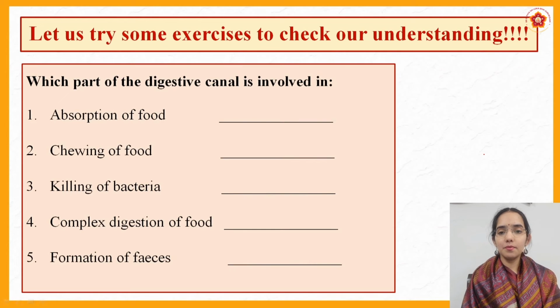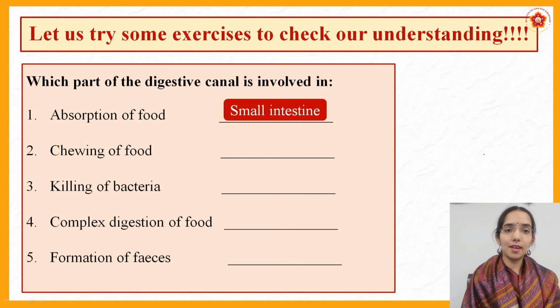Another exercise. Which part of the digestive canal is involved in the following? So absorption of food. Where does absorption of food take place? I'm sure you know it. It's the small intestine. Now, in which part does the chewing of food take place? I know you know it. It's very easy. The buccal cavity and the teeth help in chewing the food.